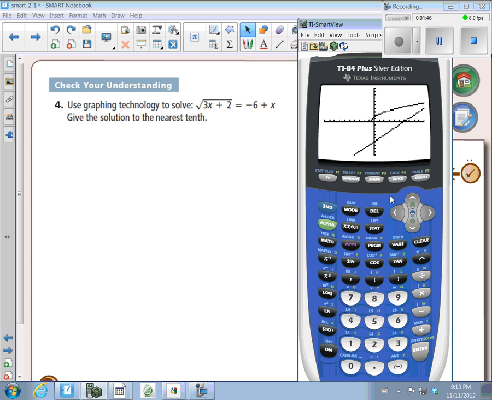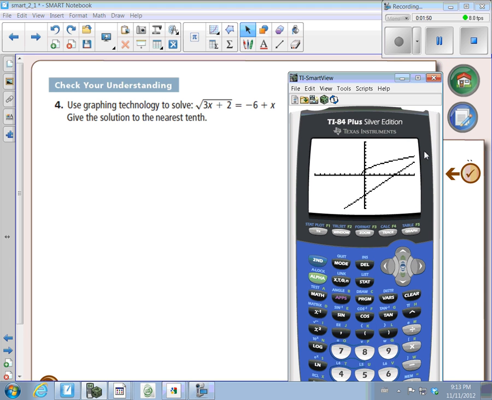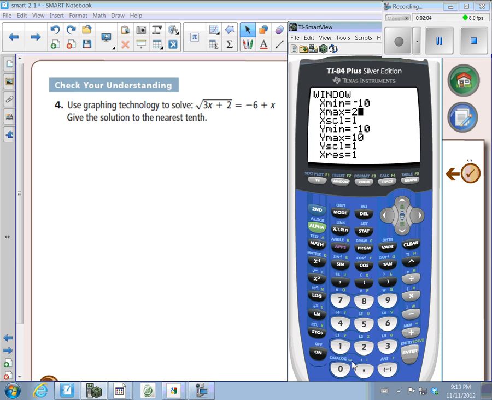Okay, graph. Now there is the bending ray that we talked about, and there's the linear function, and they cross a little further to the right than my screen shows, so I'll change the window. Press window. We'll need to change the x maximum to a number more like 20. Let's see if that's better. So there's our bending ray, here comes the linear function, and this point is where they coincide.